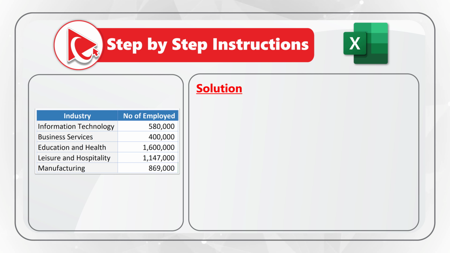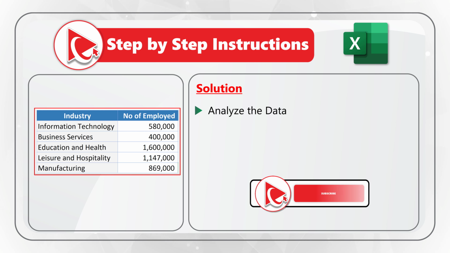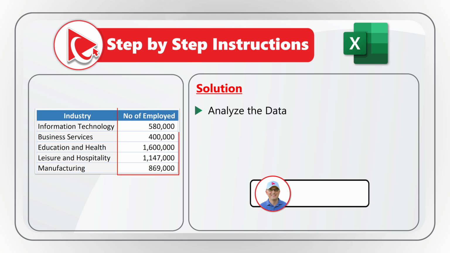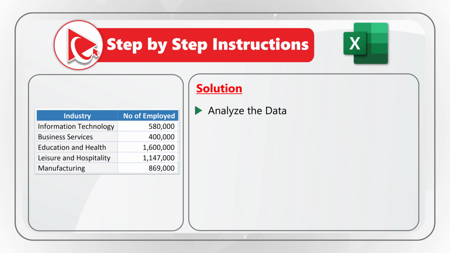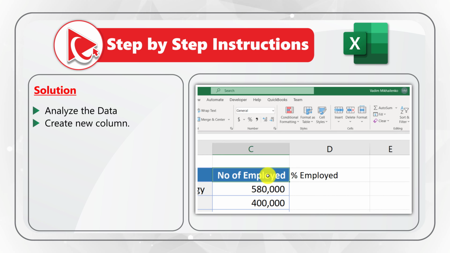The first step is to analyze the data. What we see here is that we have data broken down by the industry. We have information technology, business services, education and health, leisure and hospitality, as well as manufacturing, and number of employed people in each industry. So to calculate percentage of employed people using advanced conditional formatting with data bars, we need to create new column and format the title, so the title matches other titles in this data table.